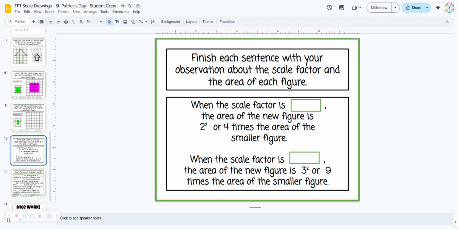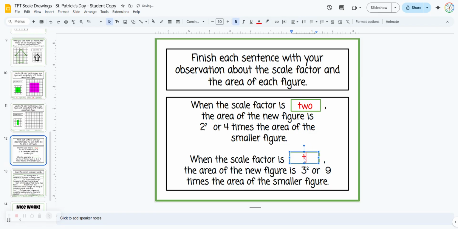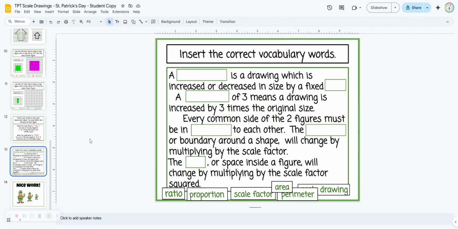And then a recap on slide 12. So when the scale factor is, and they're going to type in 2, the area of the new figure is 2 squared, or 4 times the area of the smaller figure. When the scale factor is 3, the area of the new figure is 3 squared, or 9 times the area of the smaller figure.